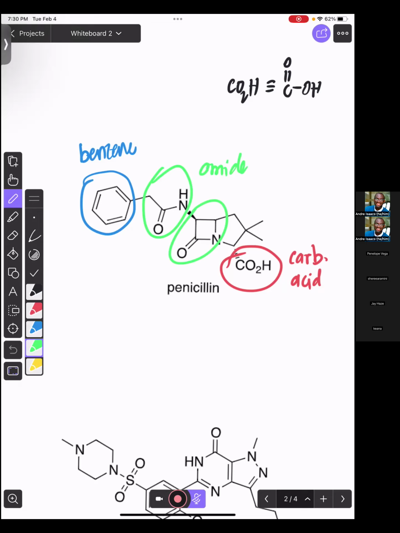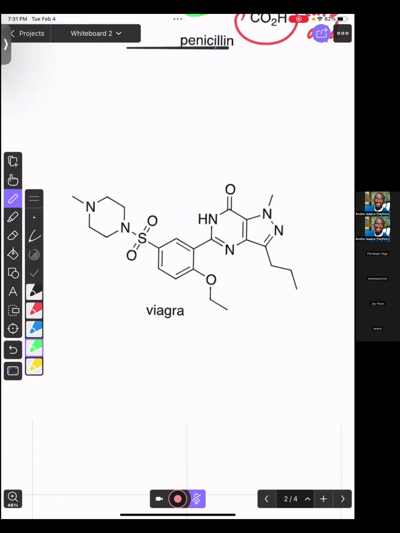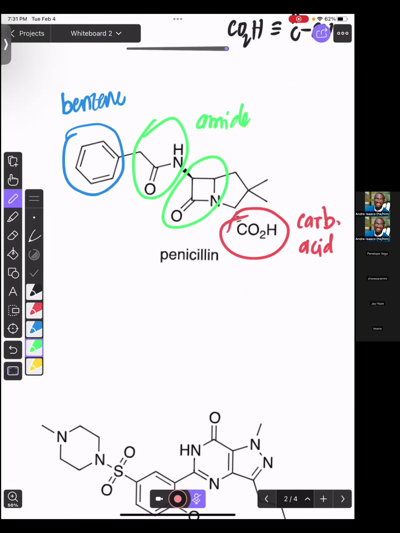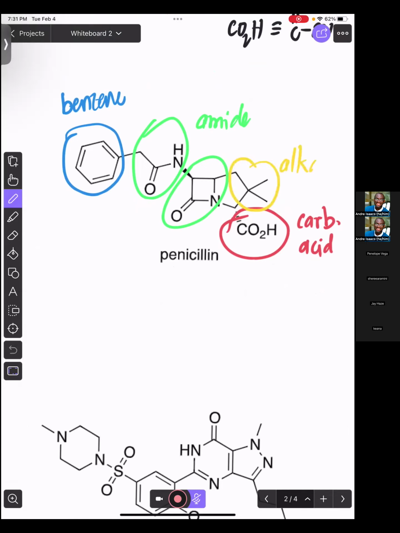Okay. All right. Let's move on and let's do Viagra. I had to find a very funny molecule. So let us see. There isn't anything else going on in this molecule. Let's pause for a second. You could call this an alkane. We're typically not going to call alkanes out as a functional group because alkanes are going to be part of most molecules.